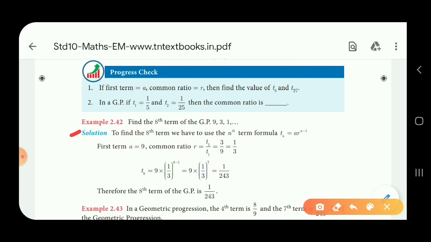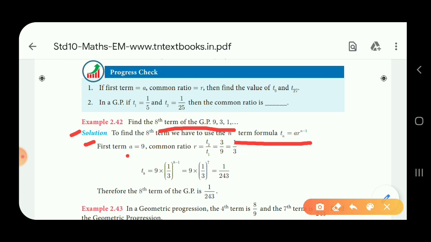Example 2.42. Find the eighth term of the GP 9, 3, 1. Solution: to find the eighth term we have to use the nth term formula, Tn equal to a into r power n minus 1.